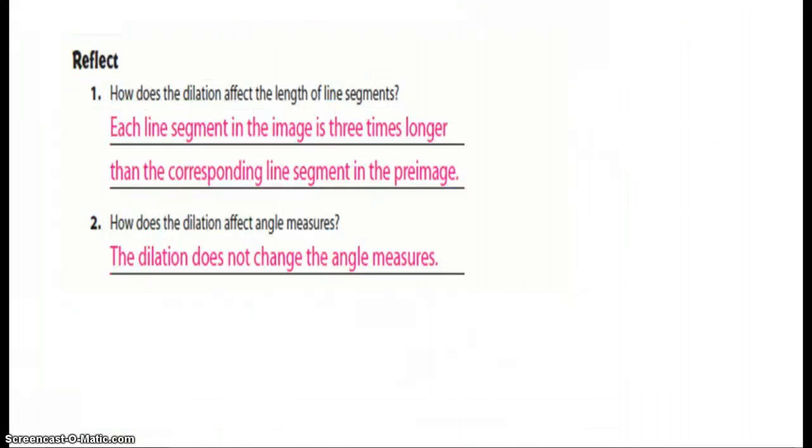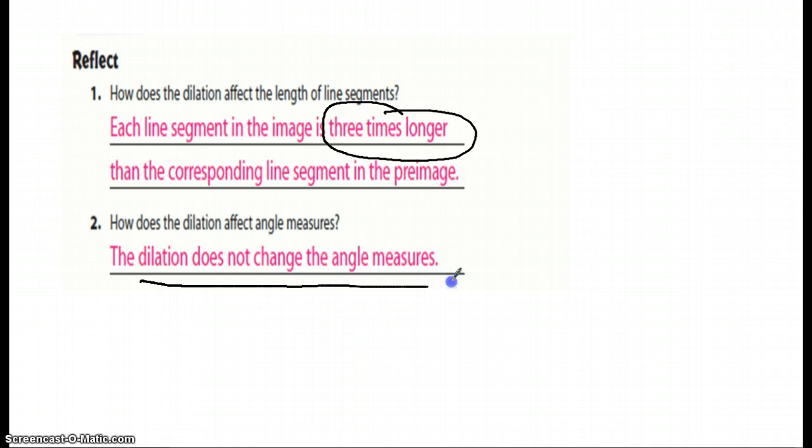On your reflection, it says, how does the dilation affect the length of each segment? It affects it by the actual scale factor. The scale factor was 3, so it affects it by 3 times. Then it says, how does the dilation affect angle measure? Well, they're similar figures. So listen, dilation does not change the angle measure. Make sure you understand that. All right.